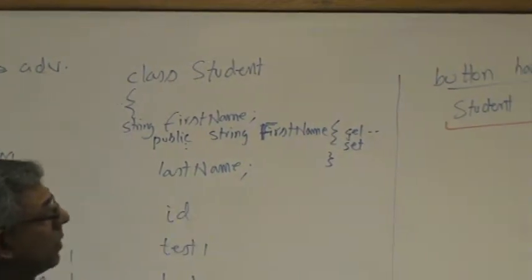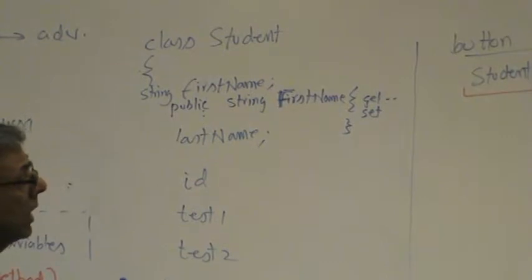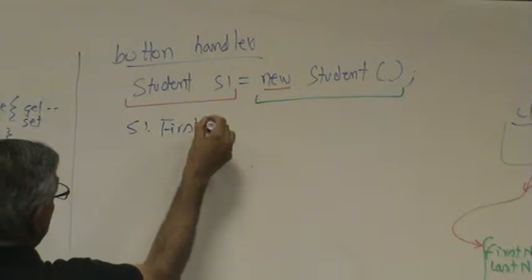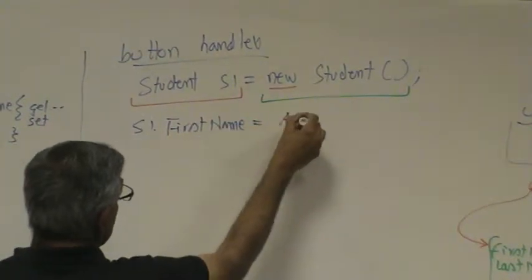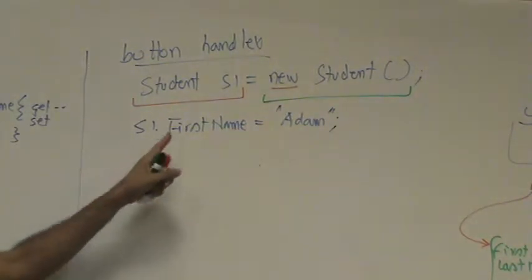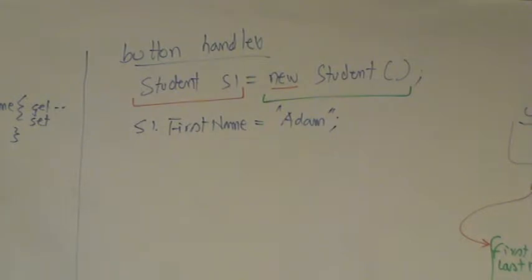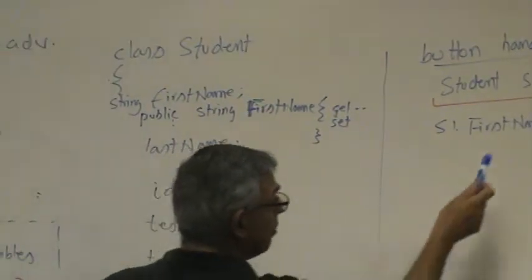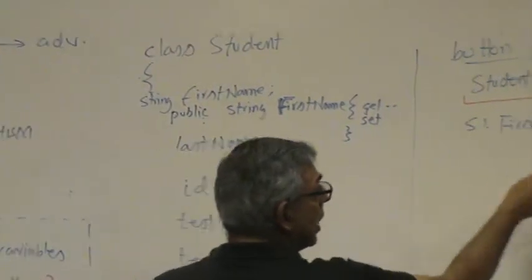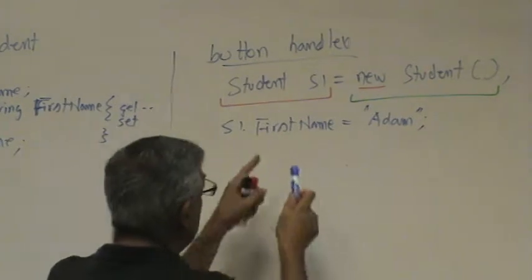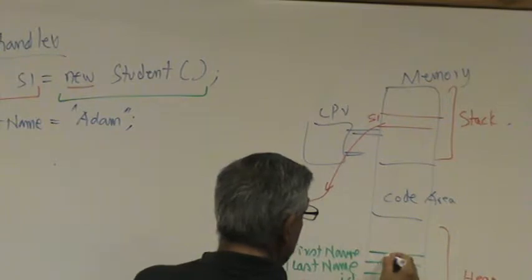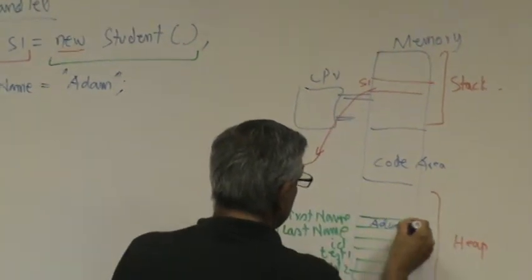Now what if we wanted to initialize the first name, let's say to Adam? What will we do? S1.FirstName = Adam. Let's take a look at what this will do. FirstName is a wrapper for get and set, and because this is appearing on the left hand side, that means the set will be called and Adam will be stored over here. So bottom line, the computer will start from S1, come to the first name, and Adam will be stored over here, right?